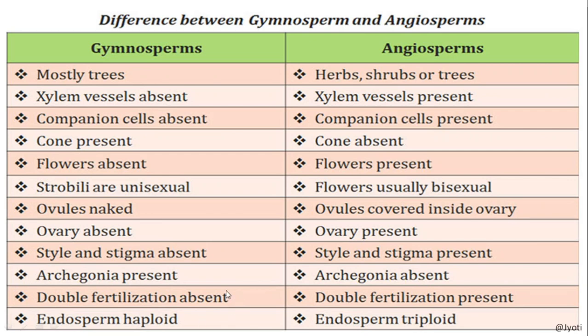Here double fertilization is not there, but here double fertilization takes place. And triple fusion also takes place in case of angiosperm, which is absent in case of gymnosperm. In gymnosperm also endosperm is formed, but that endosperm is haploid. But in case of angiosperm, the endosperm is triploid because it is formed by the fusion of the two polar nuclei and one male gamete.